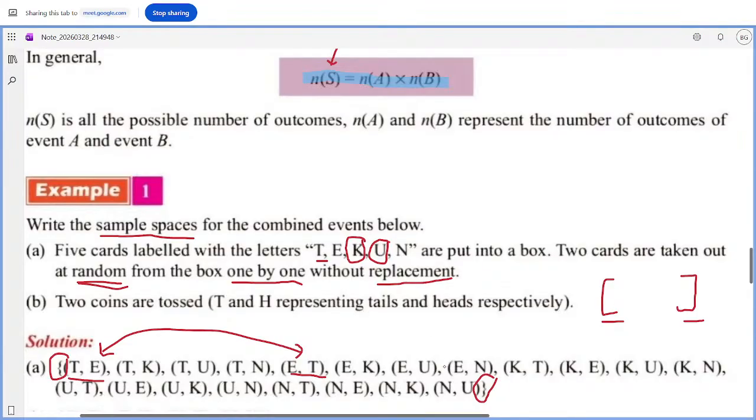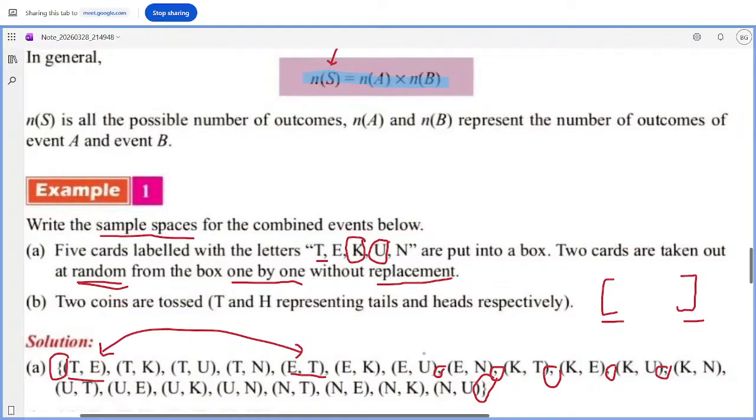Okay, and every time you write a new ordered pair, you must have a comma. Can you see, guys? After every new ordered pair, there is a comma. Comma, comma, comma, all the way. Cannot leave out one comma also, okay? Every single thing must have a comma.